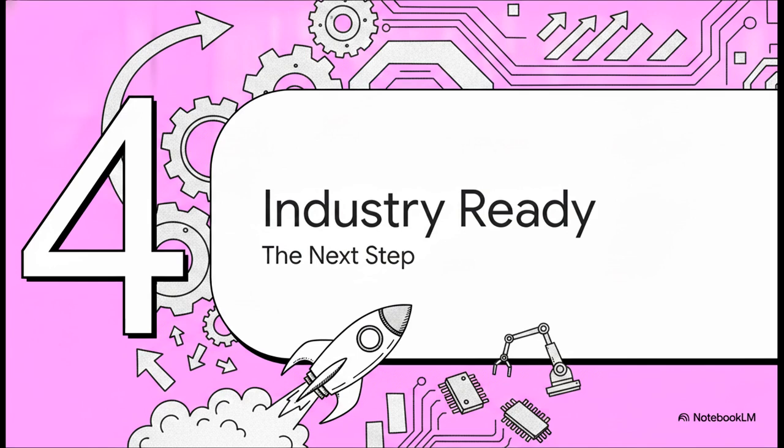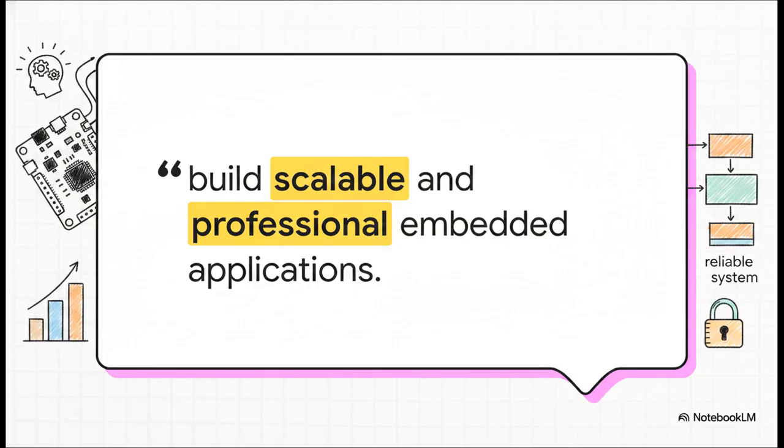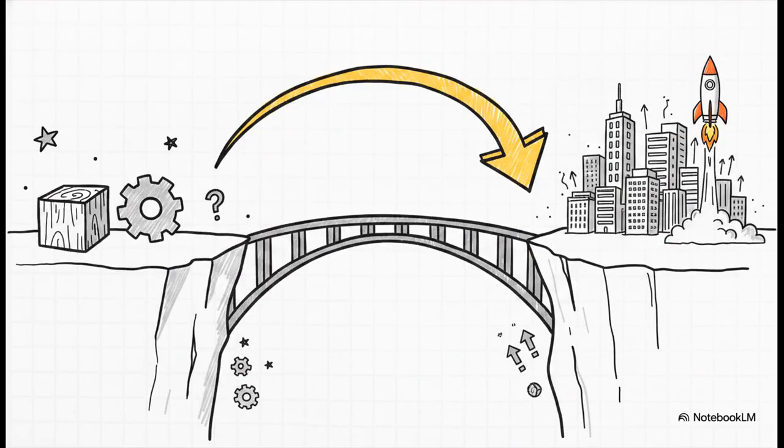Let's move on and see how this builds your career in Section 4, becoming industry ready. Here's a hard truth about the job market right now. As the source material points out, most students stop at bare metal programming. But companies are looking for engineers who can build scalable and professional embedded applications. There is a very clear dividing line here. Are you going to just write simple code, or are you going to step up and architect reliable, professional systems that companies actually want to hire for? If your ultimate goal is to become a top-tier embedded systems engineer, learning FreeRTOS isn't just some optional nice-to-have. It is literally the next necessary step in your journey.